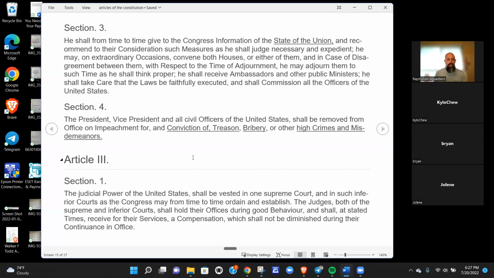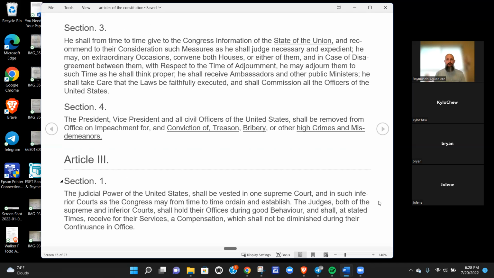Okay, Article 3. Judicial powers of the United States shall be vested in one Supreme Court and such inferior courts as the Congress may from time to time ordain and establish. The judges, both of the Supreme and inferior courts, shall hold their offices during good behavior and shall at stated times receive for their services compensation, and it can't be diminished throughout their entire term in office. So they can't get paid less. No pay cuts for the Supreme Court.